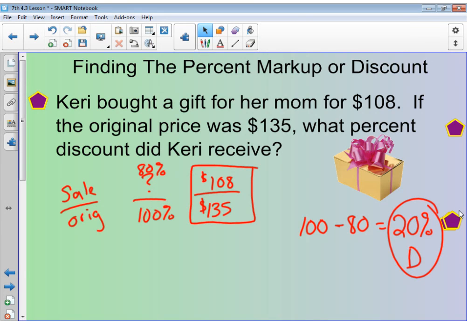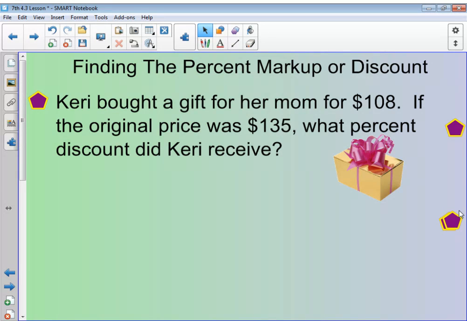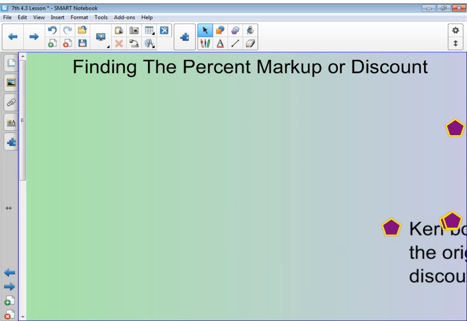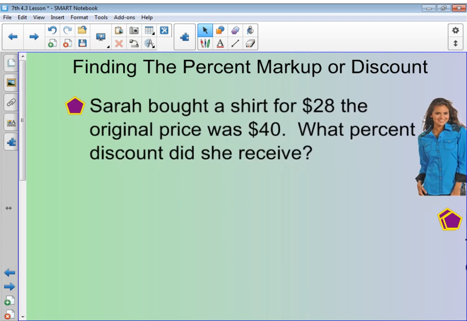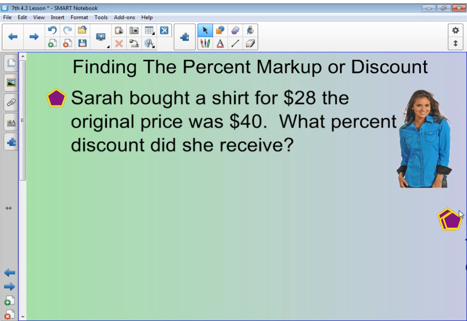Okay, I'm going to give you one to try on your own, and then we'll try a couple that work with a markup, just so you can understand it's still the same process. Sarah bought a shirt for $28. The original price was $40. What percent discount did she receive? Go ahead, pause your video, and work your way through this one.